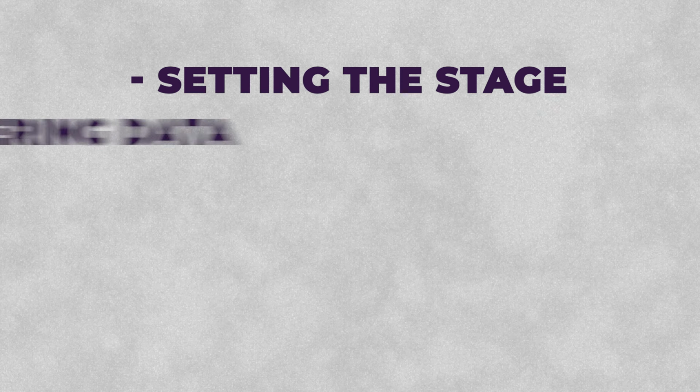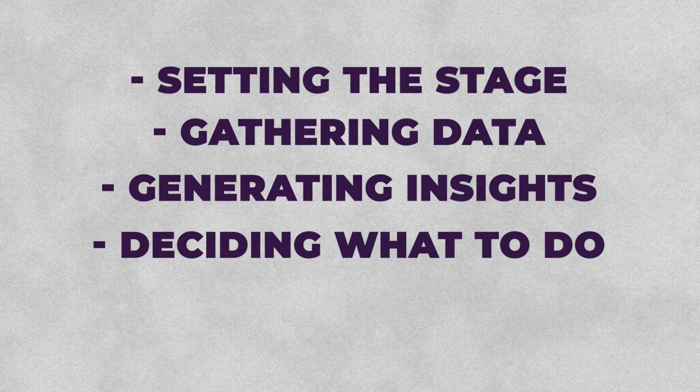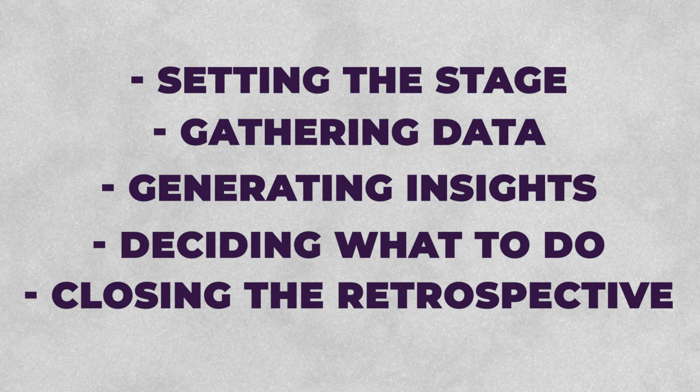There are 5 parts to a sprint retrospective: setting the stage, gathering data, generating insights, deciding what to do, and closing the retrospective. In setting the stage, the team lead, project manager, or scrum master explains to the team how the retrospective will take place, the goals, what is expected of them, and how everyone can participate.